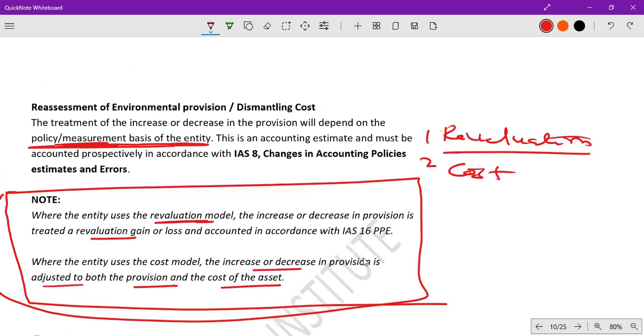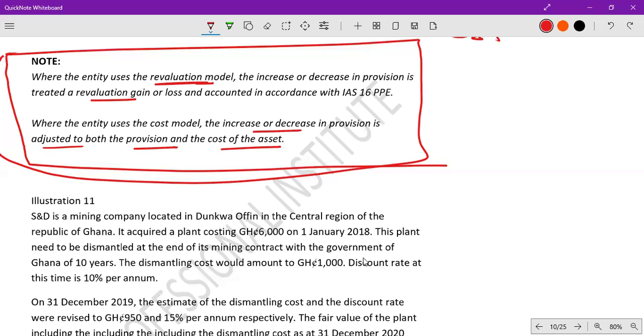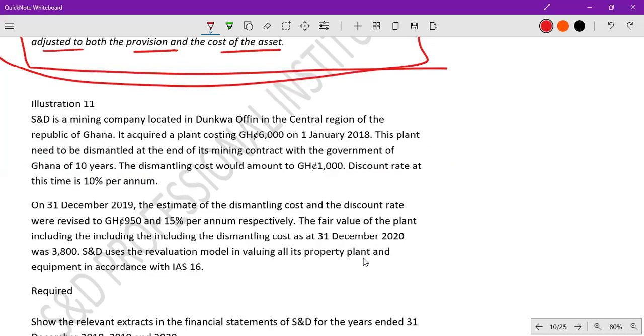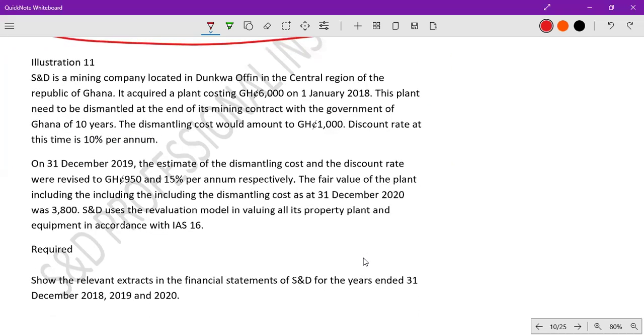Where is illustration 11? Okay, so it's the same question. Madam, read from here. What you have read is the same question. S&D uses the revaluation model in valuing all its property, plant, and equipment in accordance with IAS 16. It's the same question that I used, but I've changed the measurement basis to cost model.